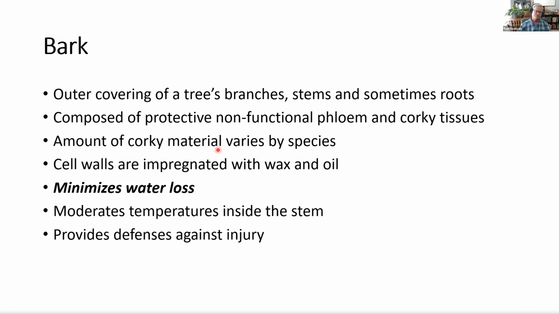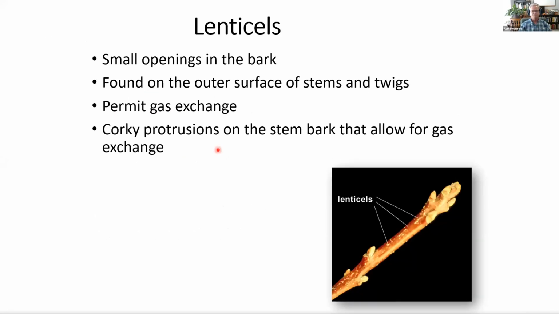The cell walls of the bark are impregnated with waxes or oils. This helps to minimize water loss and insect damage. It can also moderate the temperature inside of the stem and provide, obviously, defense against mechanical injury.